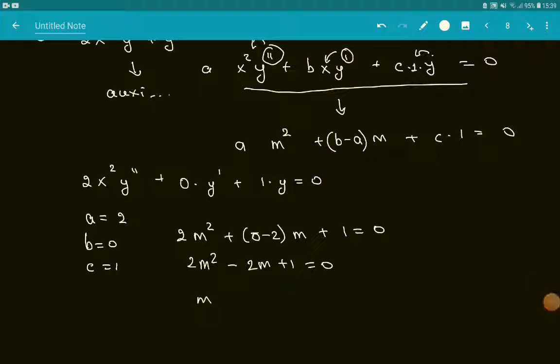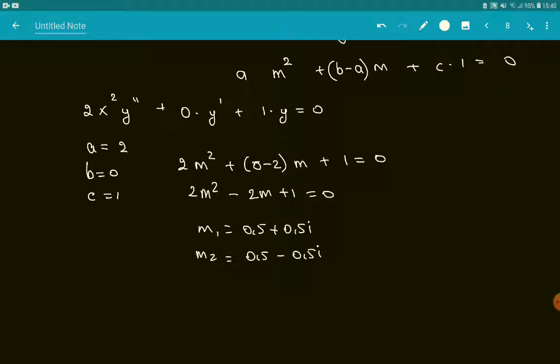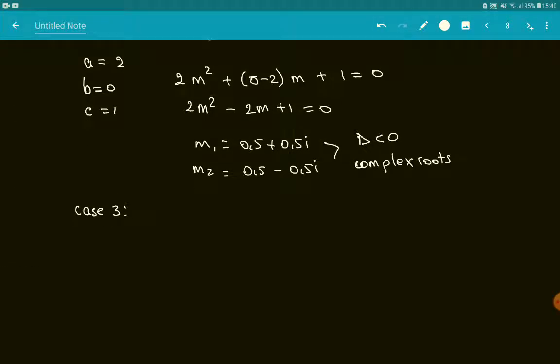The roots m1 and m2 are as follows: m1 is 0.5 plus 0.5i, and m2 is 0.5 minus 0.5i. Again, by looking at this question, we can see that the discriminant is less than 0. It has complex roots. Because of that, this goes to case 3. So let's talk about the cases first.